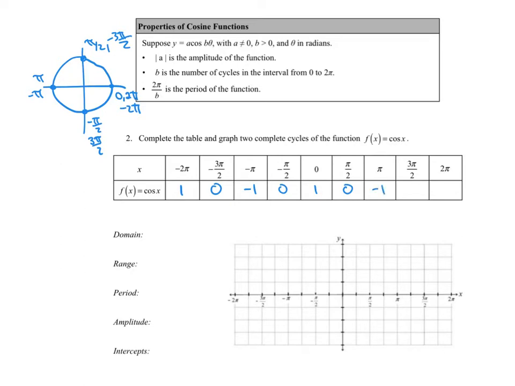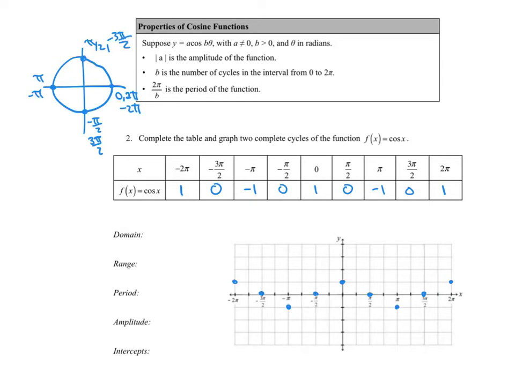Cosine of 3 pi over 2 is 0. And cosine of 2 pi is 1. So now if we plot those points: negative pi over 2, 1. Negative 3 pi over 2, 0. Negative pi, negative 1. Negative pi over 2, 0. 0, 1. Pi over 2, 0. Pi, negative 1. 3 pi over 2, 0, and 2 pi, 1.